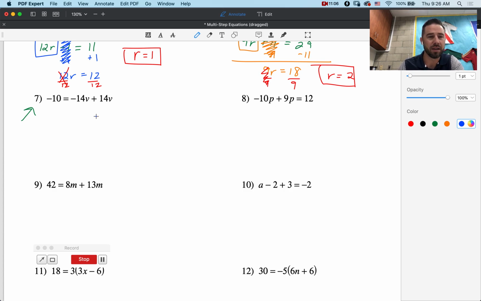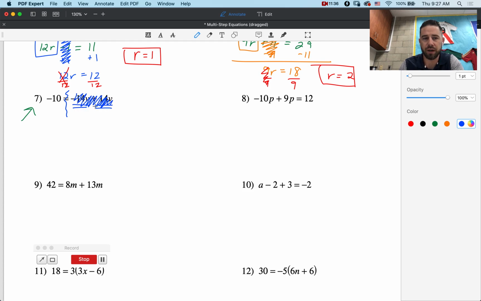Okay, now this is looking a little tricky here. I'm even looking at it like, what the heck is going on here? Remember, don't freak out. Be confident, and you've got to tell yourself, I got this. Now, let's try and combine like terms. I have a negative 14v and a positive 14v. Don't those guys just cancel out?